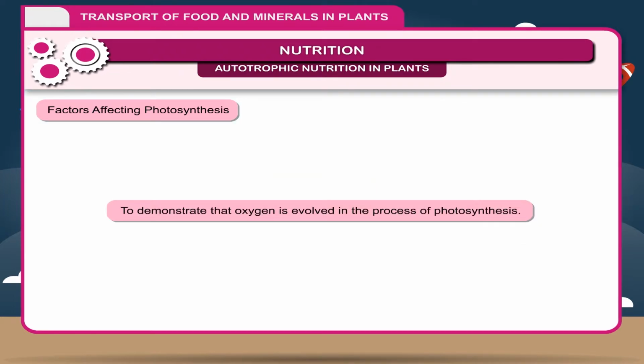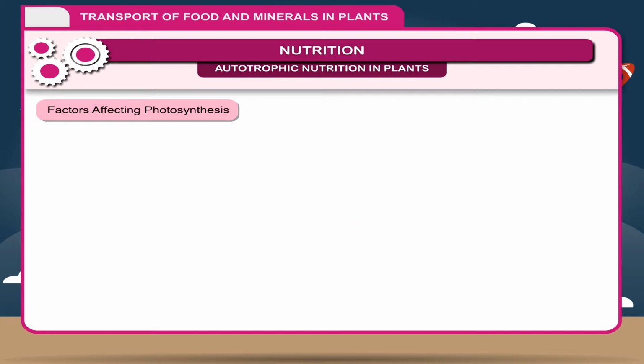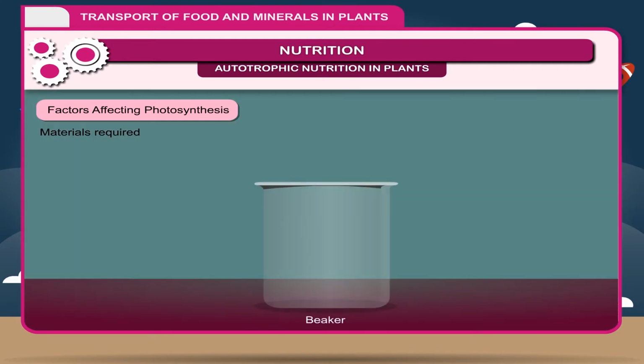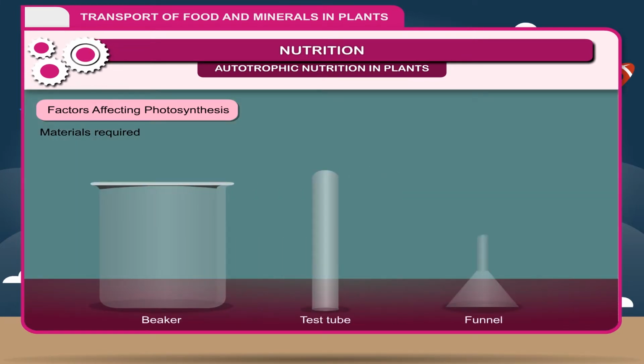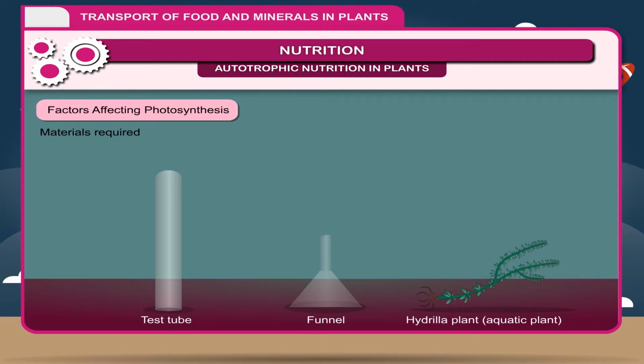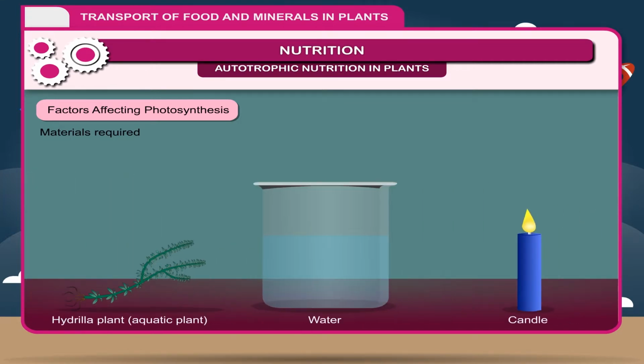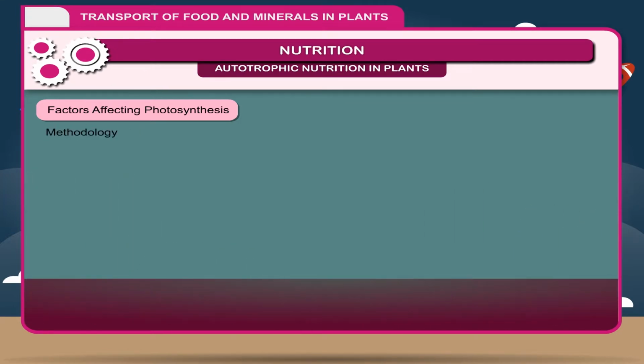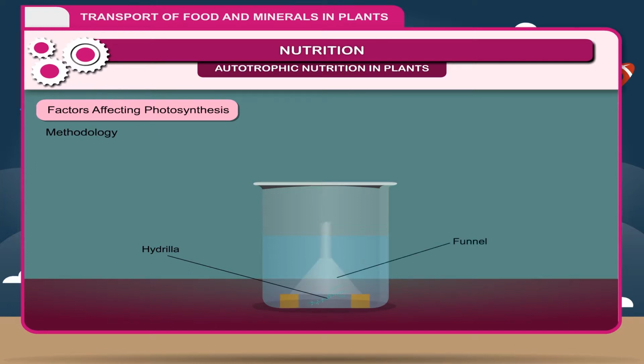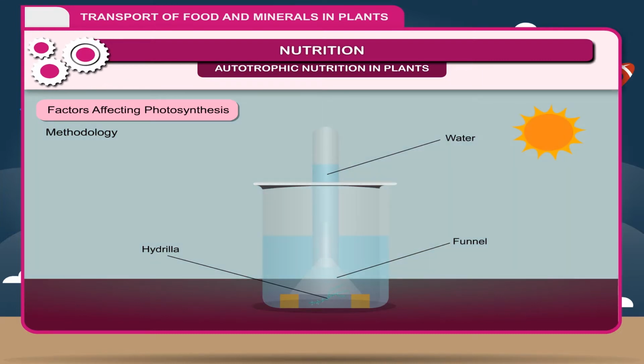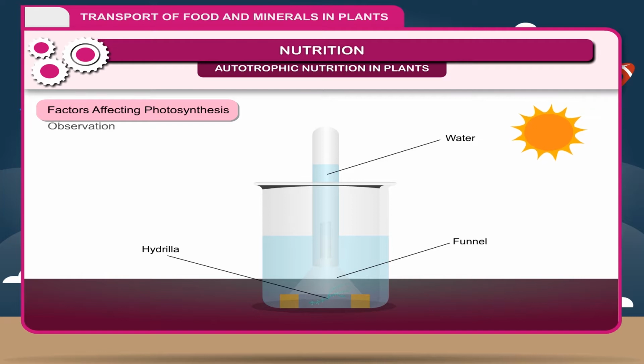Activity. To demonstrate that oxygen is evolved in the process of photosynthesis. Materials required. Beaker, test tube, funnel, hydrilla plant, aquatic plant, water, and candle. Methodology. A water-filled beaker is taken along with hydrilla plants. Insert some hydrilla plants in the inverted funnel. A test tube filled with water is inverted on the funnel. Keep this apparatus in sunlight.